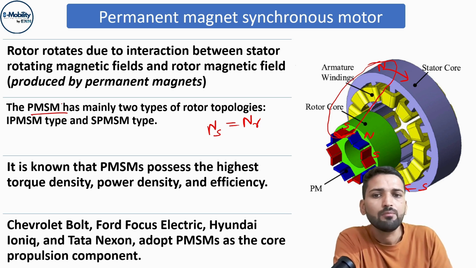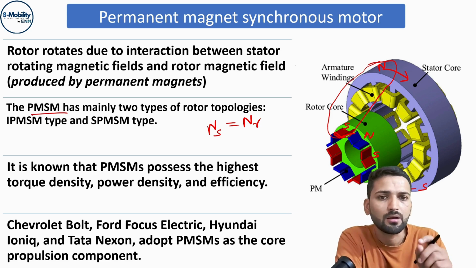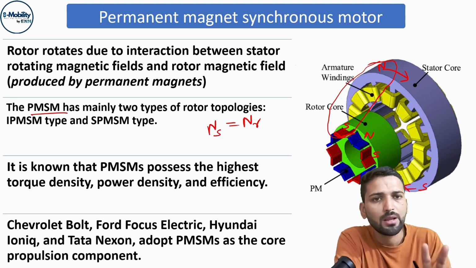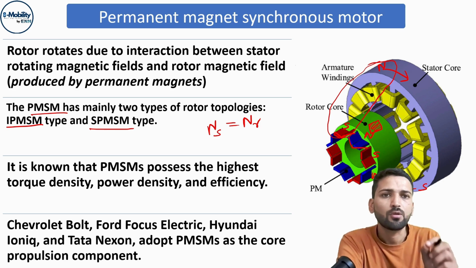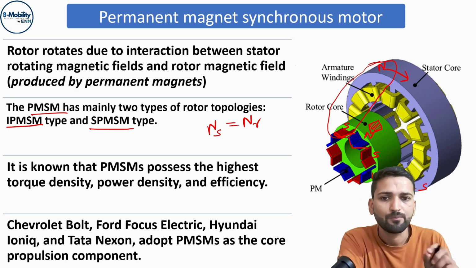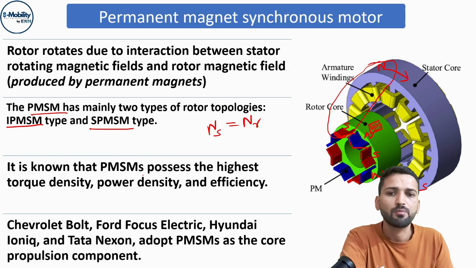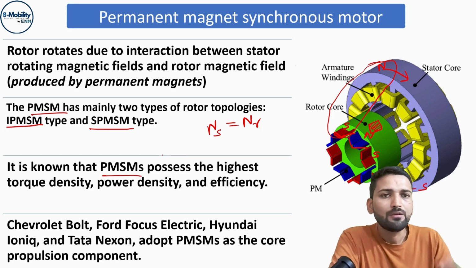This PMSM can also be of two types, and those two types are also defined by the rotor. If the magnet is buried inside the rotor, like in this case, this will be known as the interior permanent magnet synchronous motor. Interior means the magnet is buried inside the rotor. And second is the surface mounted. If the magnets are kept on the surface here, then it is known as the surface mounted PMSM motor, or the SPMSM simply.